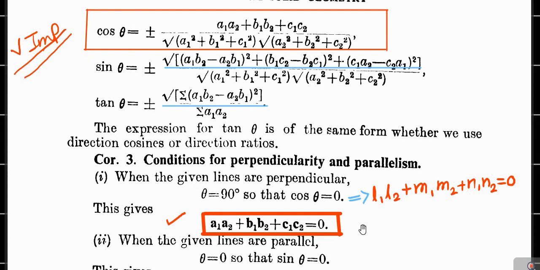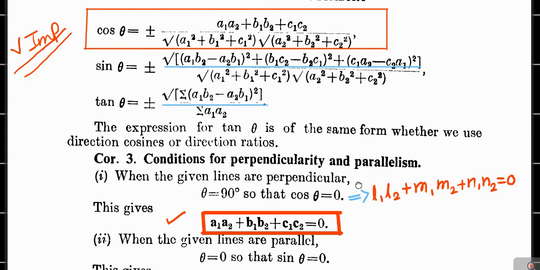Then after that we have also obtained the condition for the parallelism and perpendicularity of the two lines. If the two lines are perpendicular to each other, then the condition is L1 L2 plus M1 M2 plus N1 N2 equal to 0, where L1 M1 N1 and L2 M2 N2 are the direction cosines of the two lines. If instead of direction cosines, direction ratios are given as A1 B1 C1 and A2 B2 C2, then the condition for perpendicularity of the two lines is A1 A2 plus B1 B2 plus C1 C2 equal to 0.